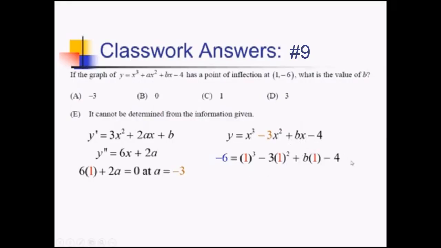Let me simplify the right side a little bit now. So this is going to be, let's see, 1 minus 3 is negative 2. We have a minus 4 here, so that's a total of negative 6. So b minus 6, or negative b plus 6, either way. And then if I just add 6 to both sides, I get b equals 0 after all that work. So that's going to end up being choice B.